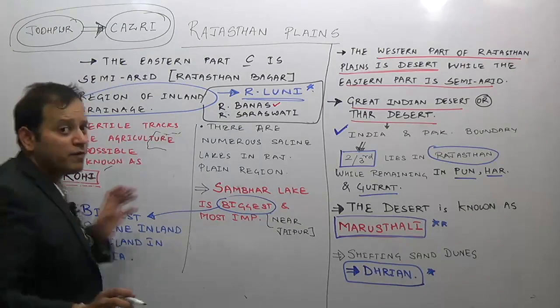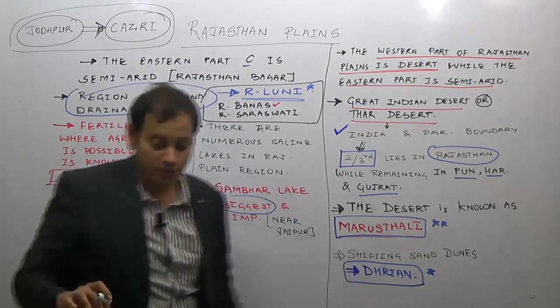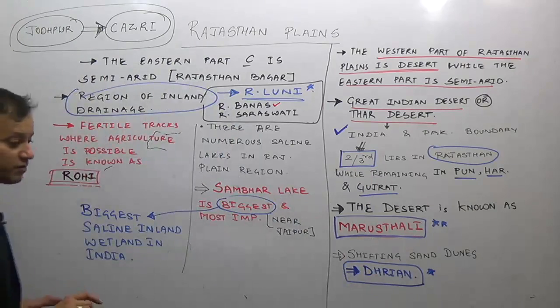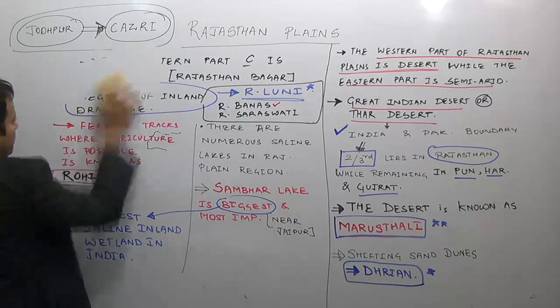What is the full form of CAZRI? It is the Central Arid Zone Research Institute. So these are the important parts of the Rajasthan Plain. Now I will discuss some of the questions with you.